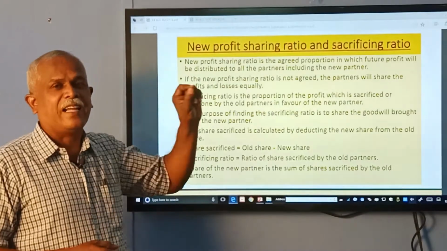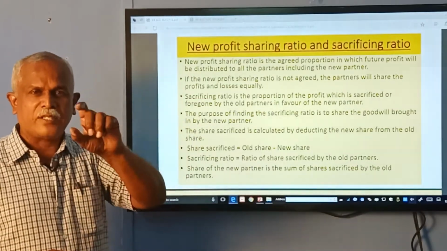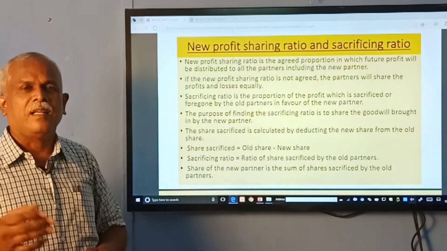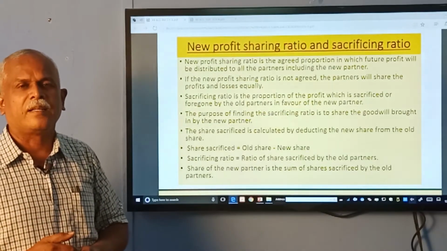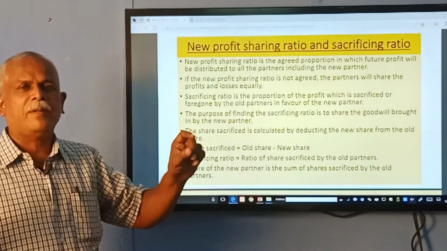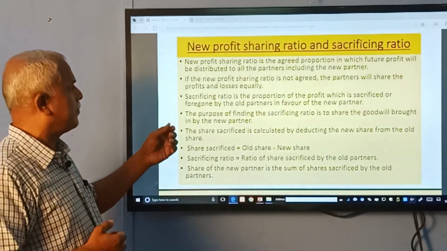If the new profit sharing ratio is not agreed, the partners will share the profits and losses equally. This is to be underlined. If there is no agreed ratio after admission of the new partner, then everybody will be treated equal.